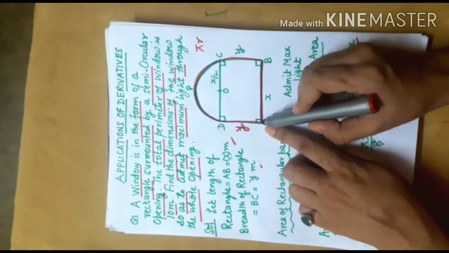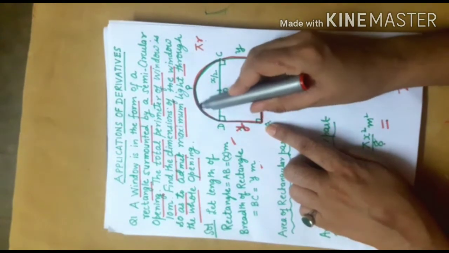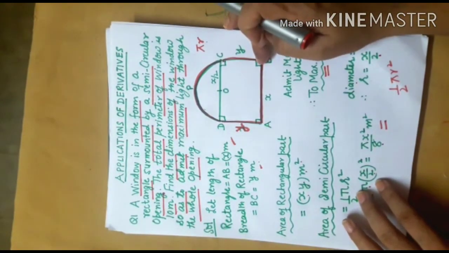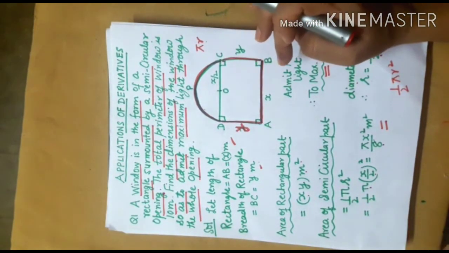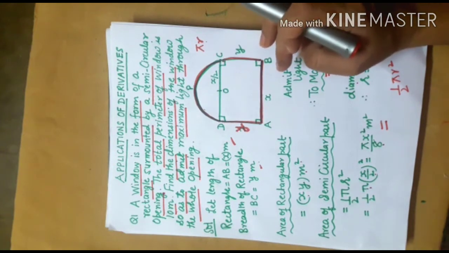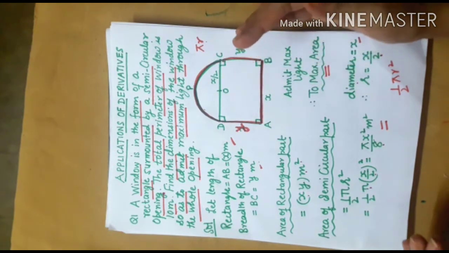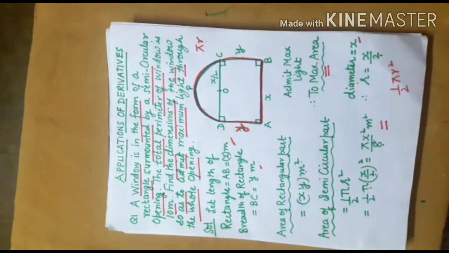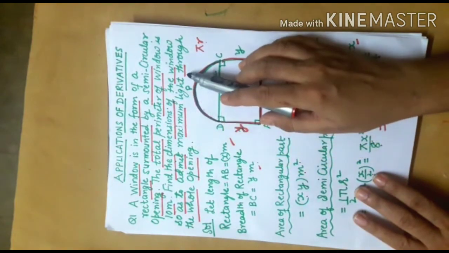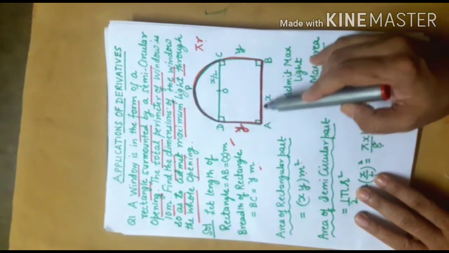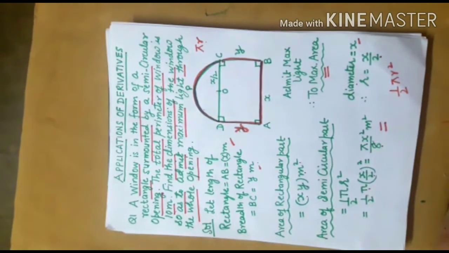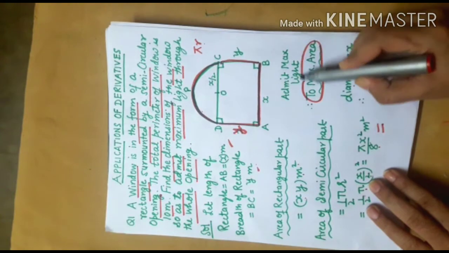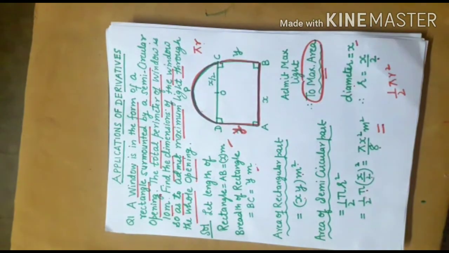The window is in the form of a rectangle surmounted by a semicircular opening. So this will be the shape of the window. Now the question is, what should be the dimensions of the window so that maximum light enters through the whole opening? Maximum light will enter when the area of this opening is maximum. So we have to maximize the area of this window.